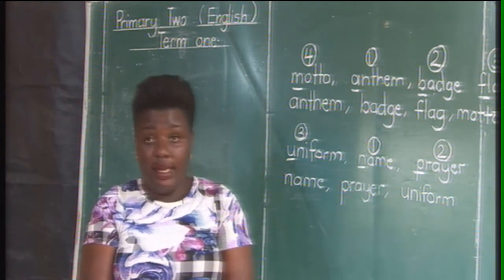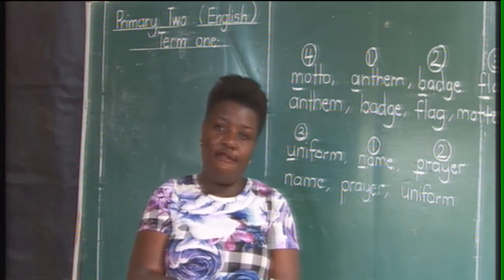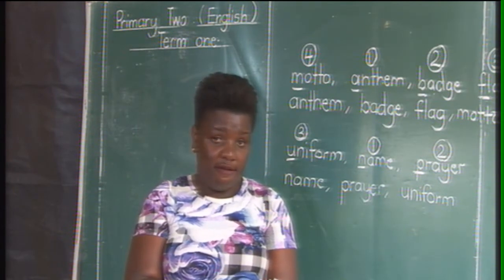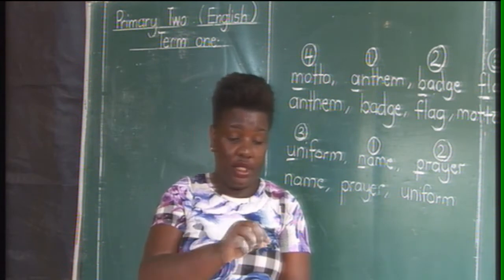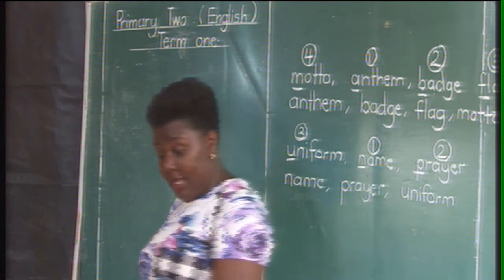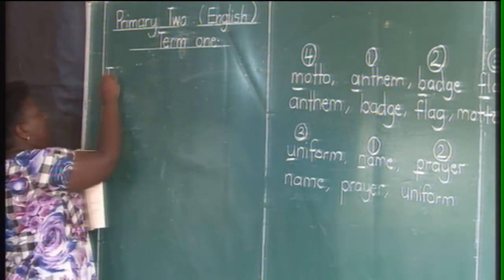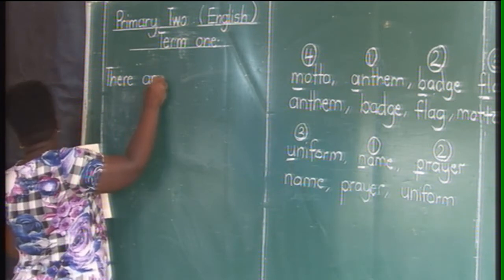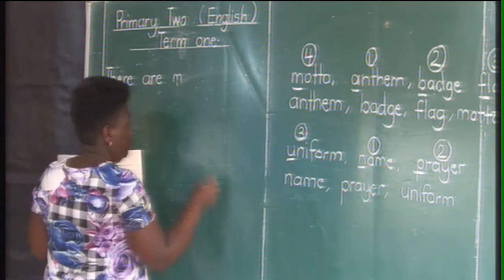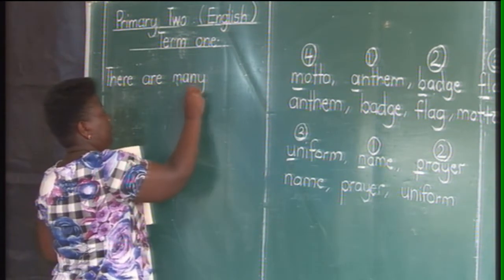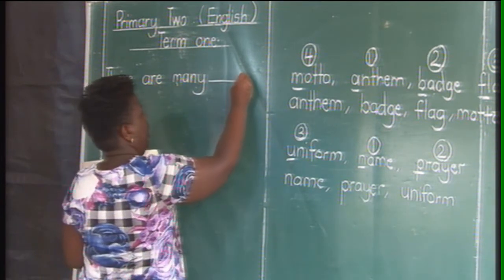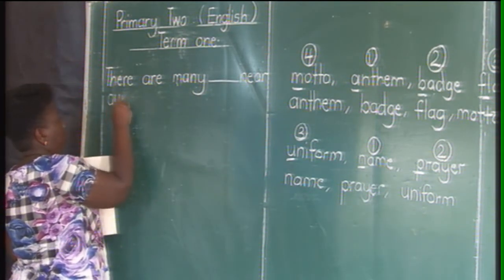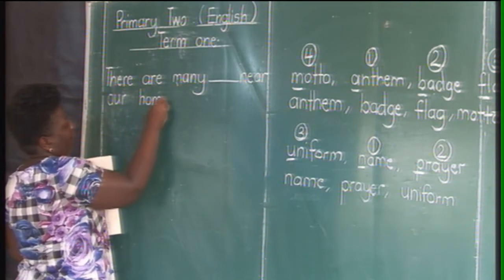I know you will do the rest of the numbers. And my dear, don't put a full stop in the middle of the sentence. Most of you make that mistake of putting a dot after writing the answer. For example, there are many churches. Let me write that sentence here. There are many dash near our home. Full stop.